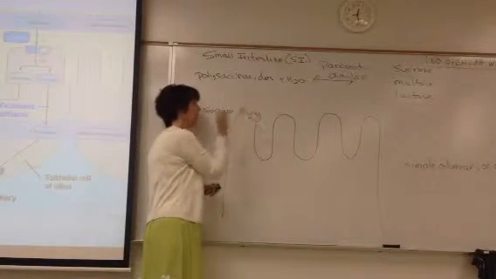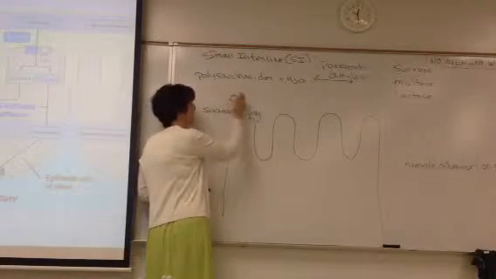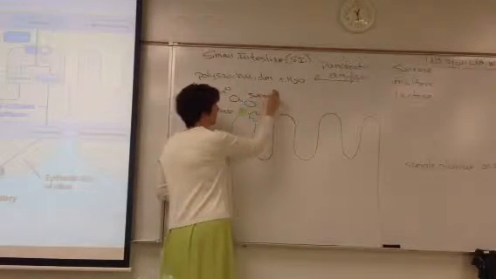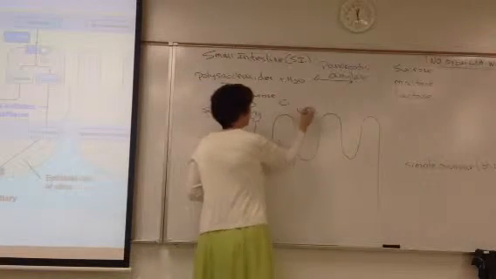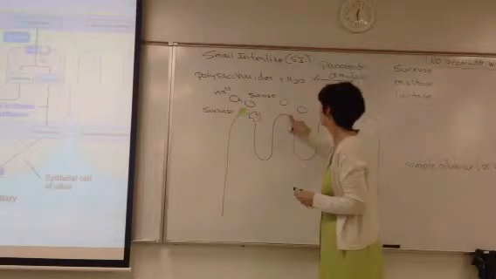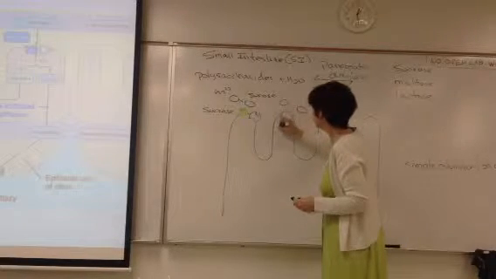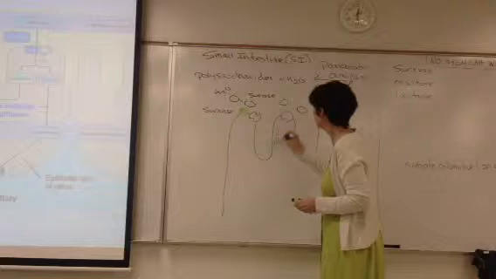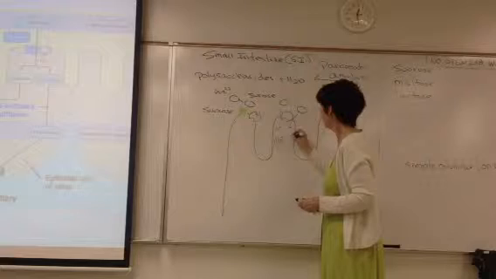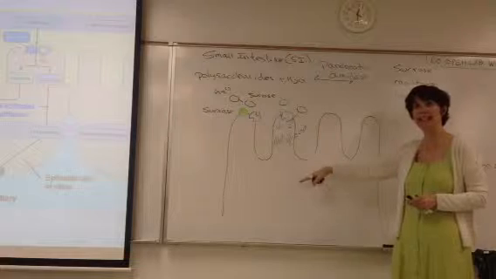So how did this work? Well, I'll get to it in just a moment. Sucrase is going to interact with sucrose, and we're going to see two molecules, one of glucose, one of fructose. And secondary transport is going to send a glucose or fructose into the cell.